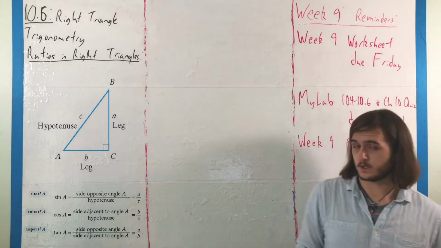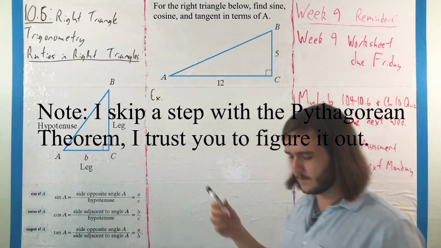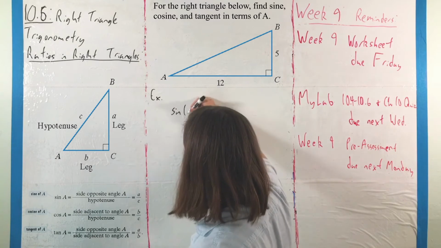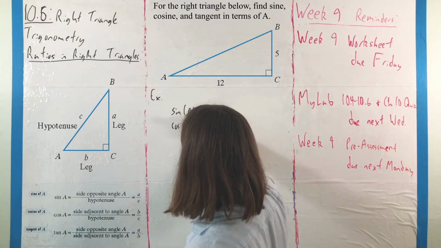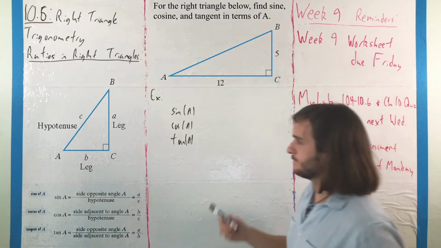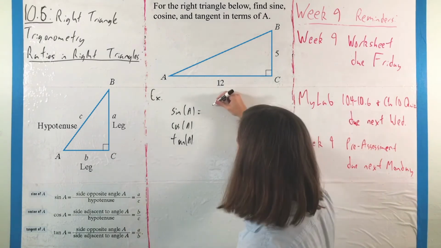To help us out, we're going to look at one quick example first. So let's say we have the right triangle given below, where we are given the leg lengths 5 and 12, and are asked to find sine, cosine, and tangent in terms of the angle A. So here, we're given that triangle, and mainly all we have to do here is just remember how sine, cosine, and tangent work. So sine, remember, is the length of the side opposite over hypotenuse.